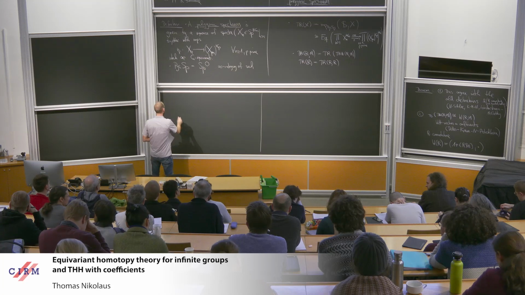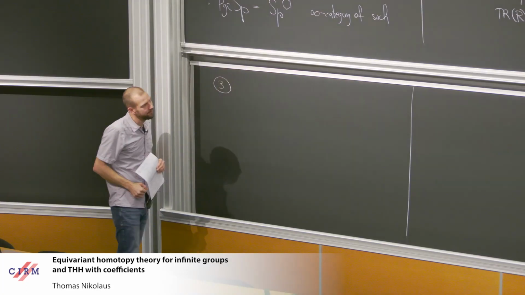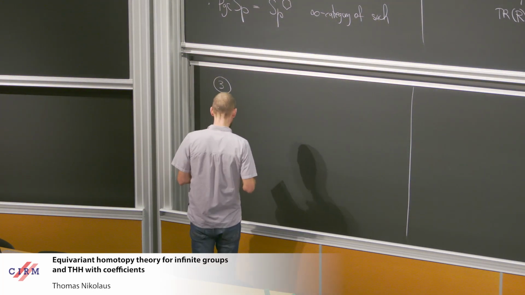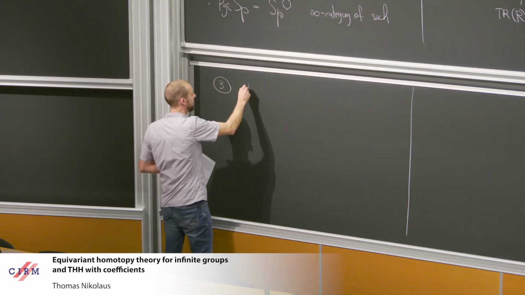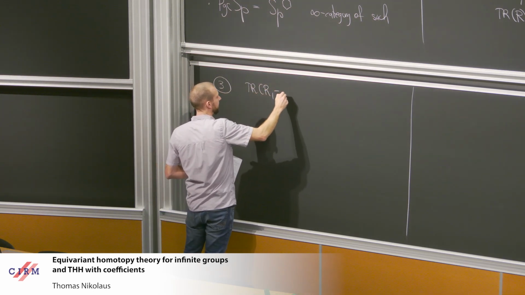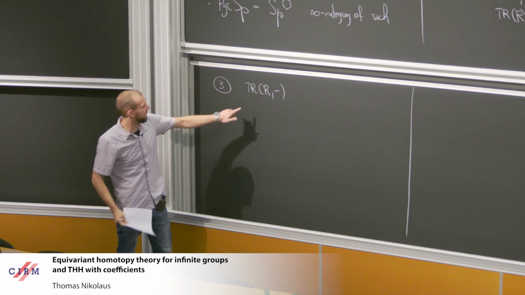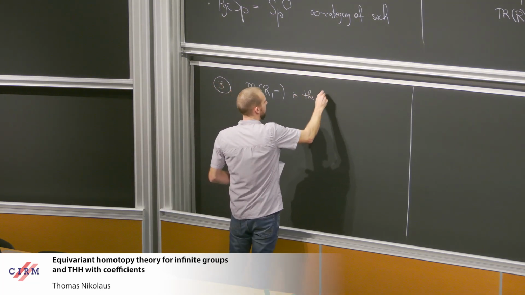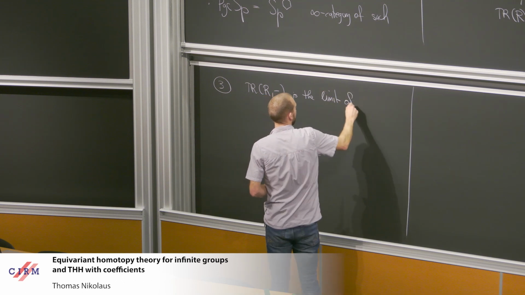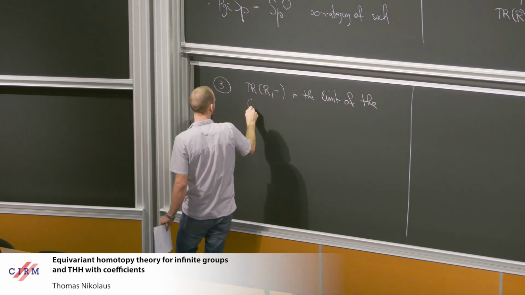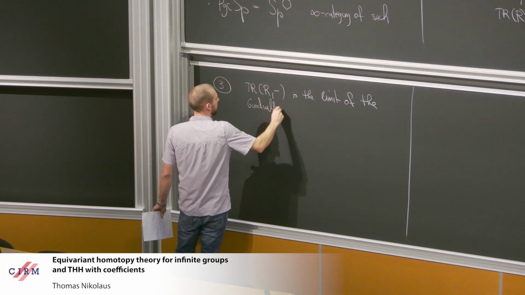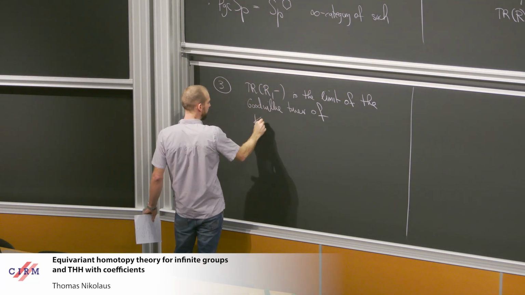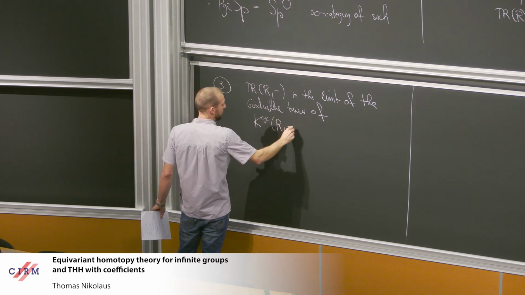Right, so maybe a third thing I want to say, which is also the observation of Lindenstrauss-McCarthy, and I guess also Dundas-McCarthy, is that you can describe explicitly TR of blank. That's a functor which eats an R bimodule and produces a spectrum. And the statement is that this is the limit of the Goodwillie tower of another functor, which is K-theory with coefficients. Let me maybe write it as cyclic K-theory of R with coefficients in M.